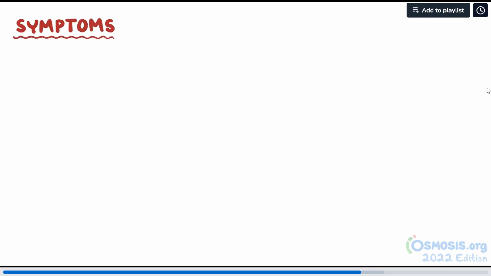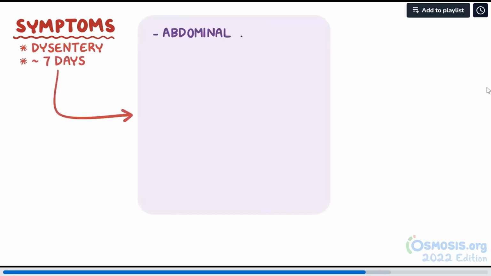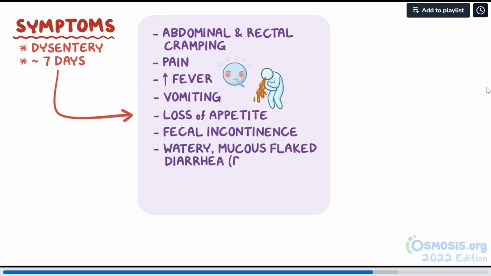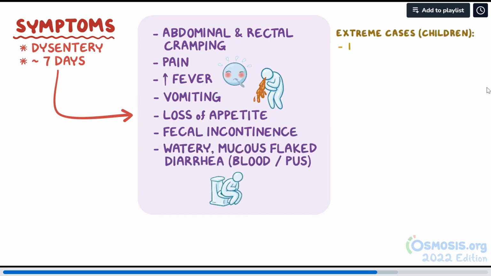Typical symptoms of shigellosis are related to the resulting dysentery, and last for approximately 7 days. They include severe abdominal and rectal cramping and pain, high fever, vomiting, loss of appetite, fecal incontinence, and watery, mucus-like diarrhea which can contain blood or pus. In extreme cases, particularly in children, tonic-clonic seizures might happen. That's when consciousness is lost and involuntary phases of muscle activity progress from a rigid or tonic phase to a clonic phase of rhythmic contractions and relaxations.